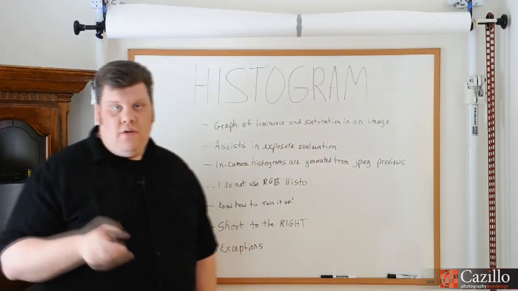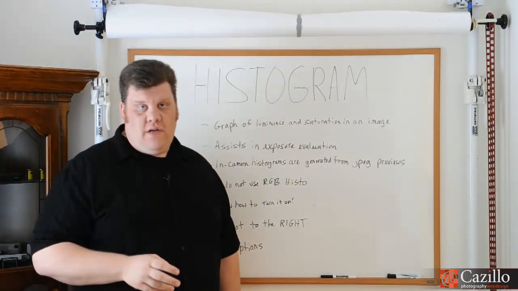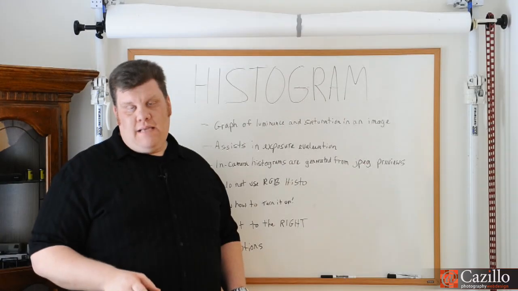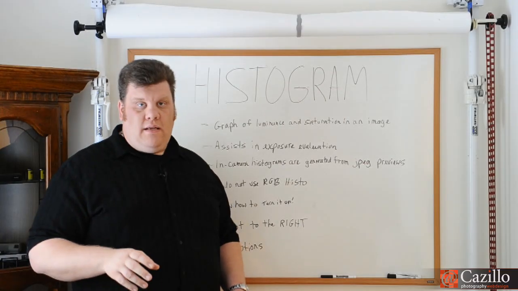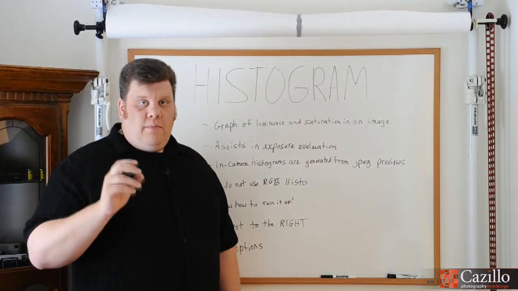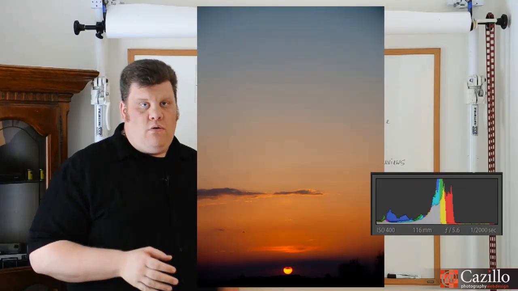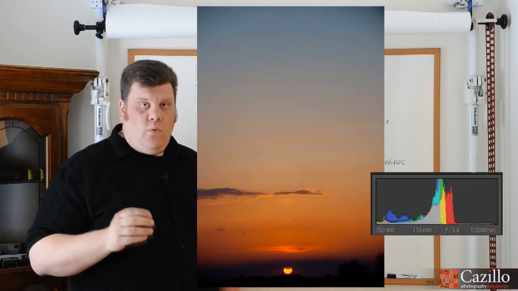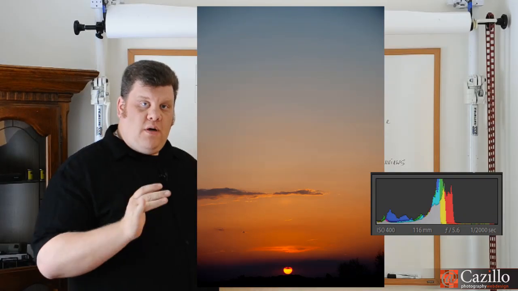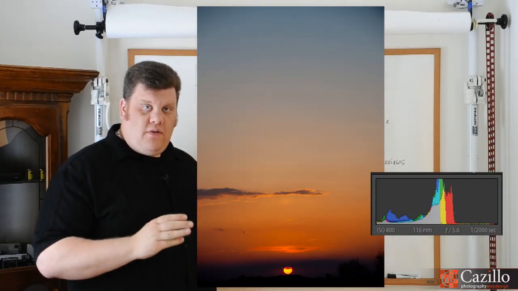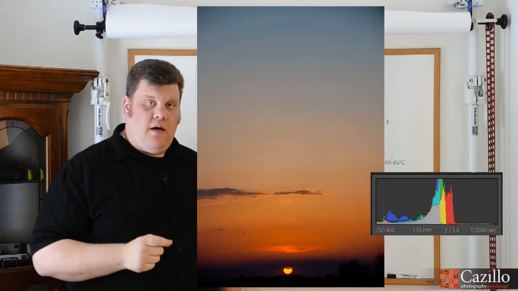Last thing, exceptions. There are exceptions to every rule in photography. Hands down, nothing is absolute. When I say nothing is absolute, the best example is for sunsets. I almost always underexpose my sunsets. When I'm underexposing them, that means my histogram is shifted to the left instead of to the right, and I have a blank spot on the right.